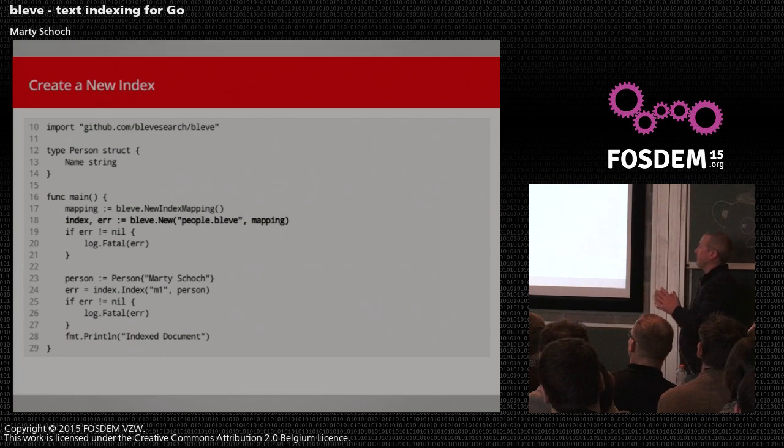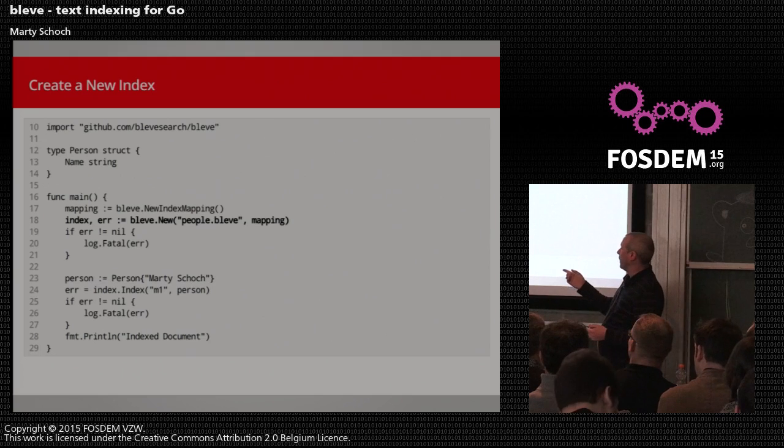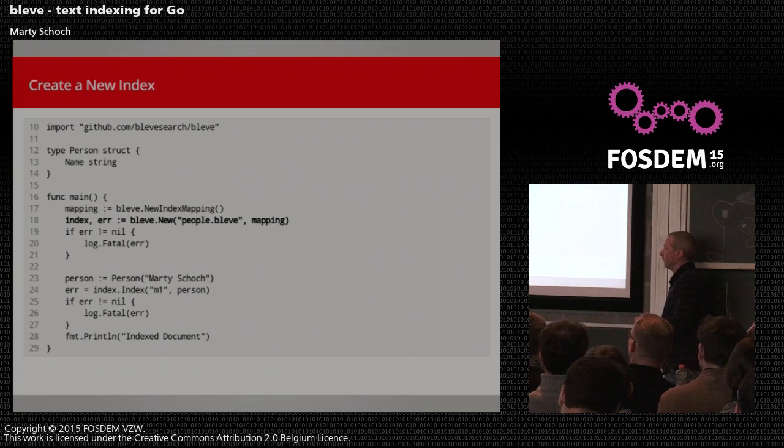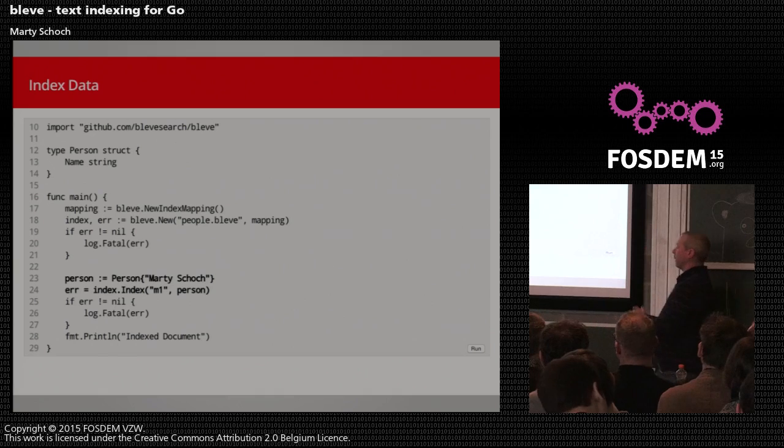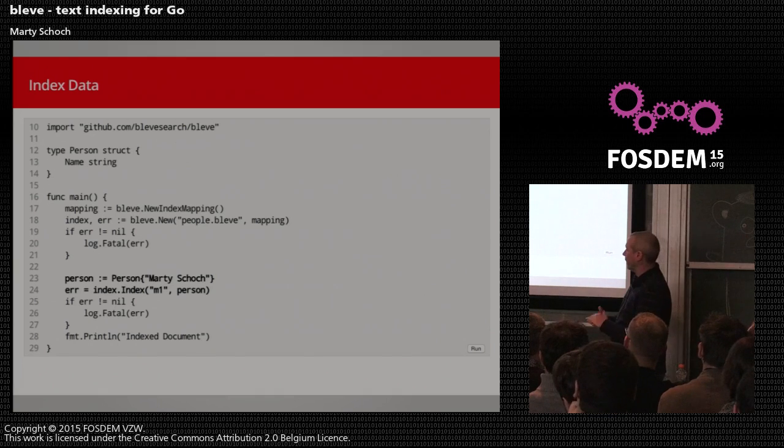And here on line 18, we open the index, or create a new index in this case. Now, when we create a new index, we provide the path and then a reference to the mapping that we just created. That's going to return either an index or an error. And once we've got the index open, we're going to go ahead and create an instance of that person structure with my name, Marty Schoch.